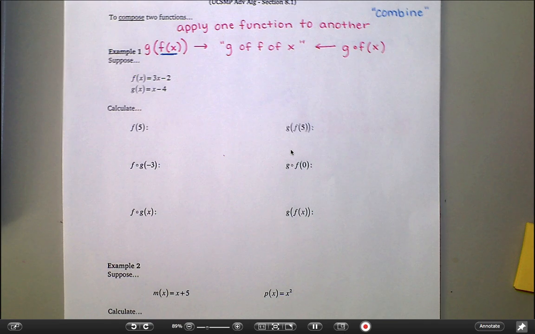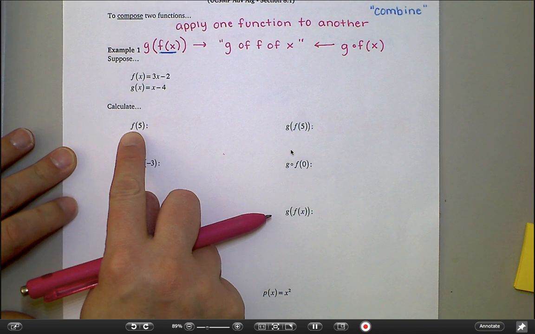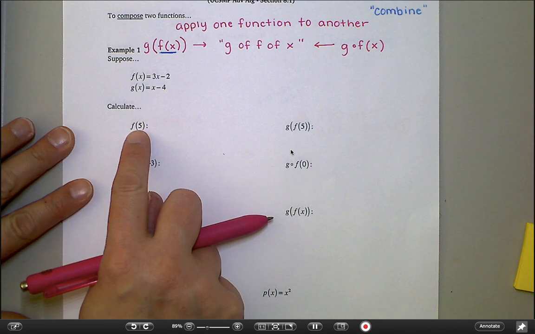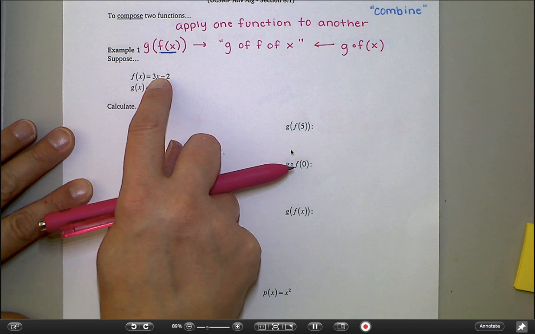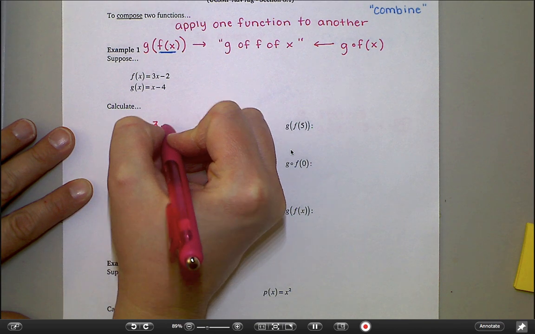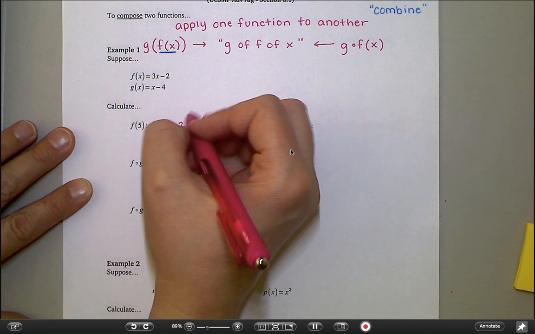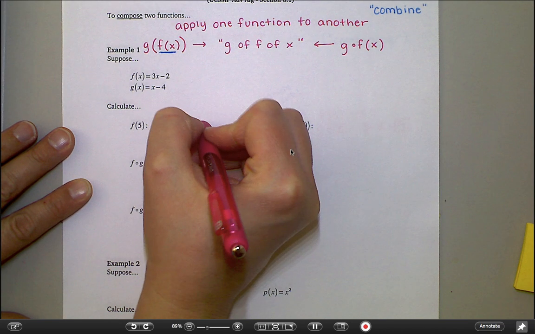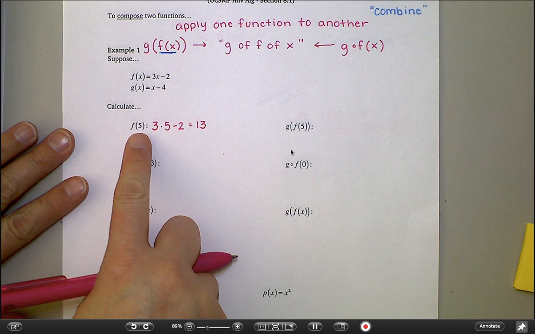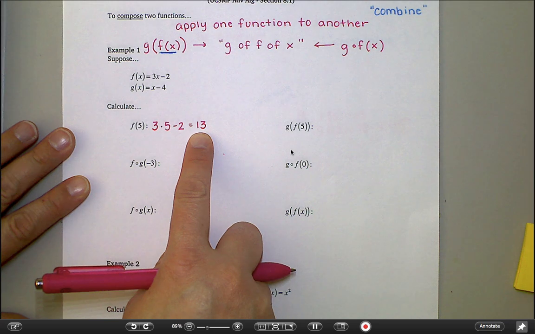So when I look at this example 1 here, I'm given two functions, f of x and g of x. And so starting off nice and easy here, f of 5, we all know, means to take that 5 and plug it into the f function. So this would be 3 times 5 minus 2, so that's 15 minus 2, which is 13. And so this is my way of saying that under this function, the 5 is matched up with the 13.